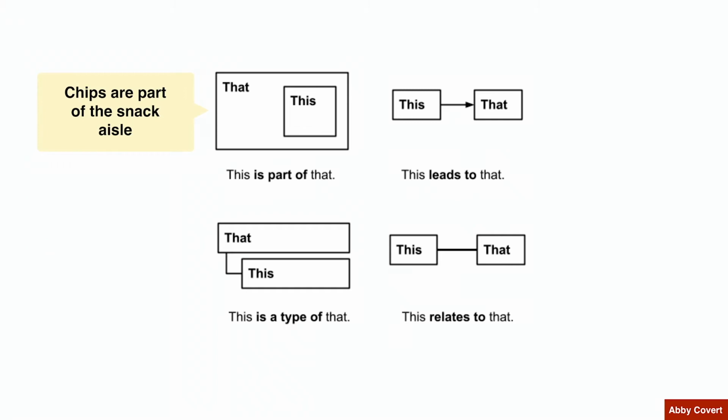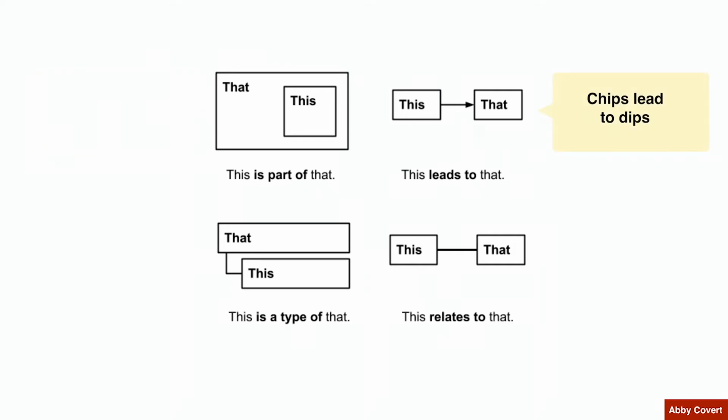Chips are part of the snack aisle. When we place something small within something bigger, we are often visualizing that it is a part of that larger whole. Chips lead to dip. When we place shapes next to each other and use arrows, we're visually implying a sequence where one thing leads to another thing. Chips relate to crackers.